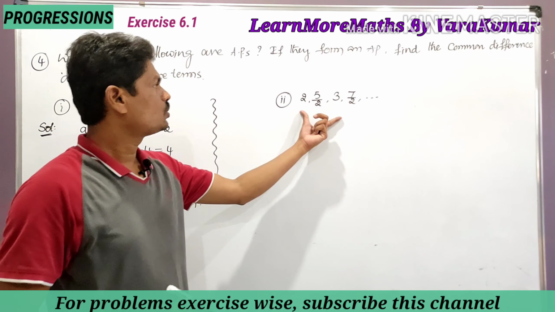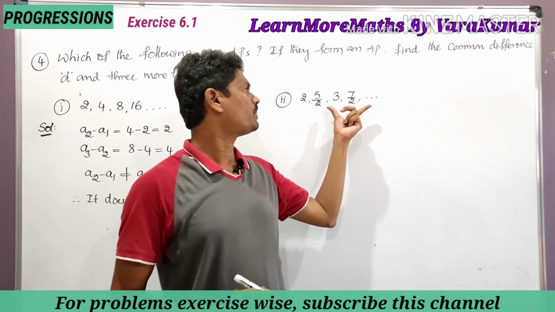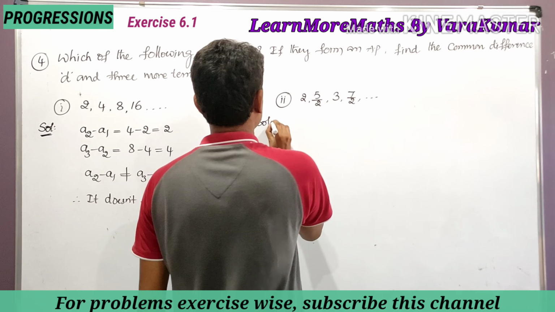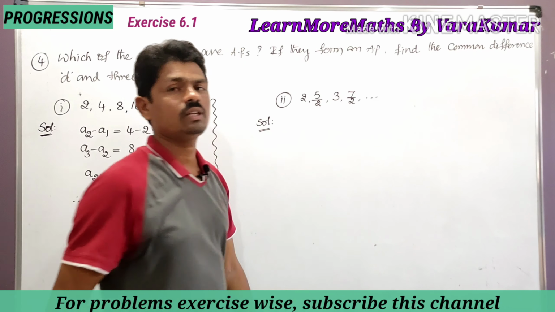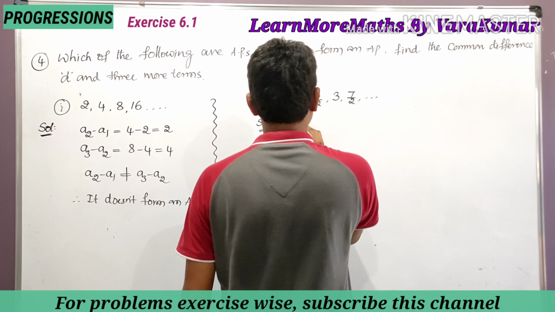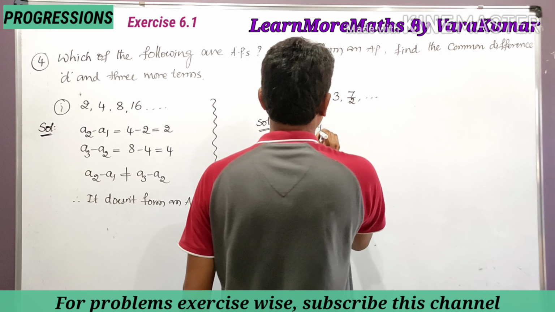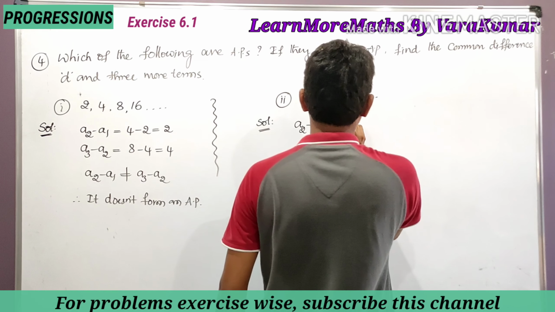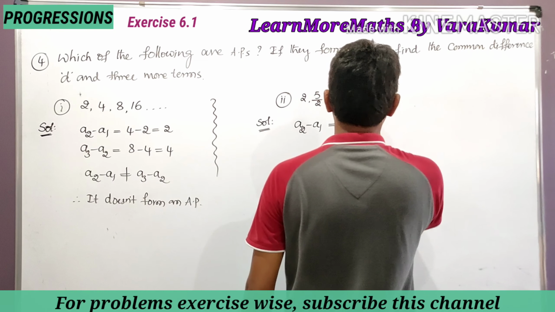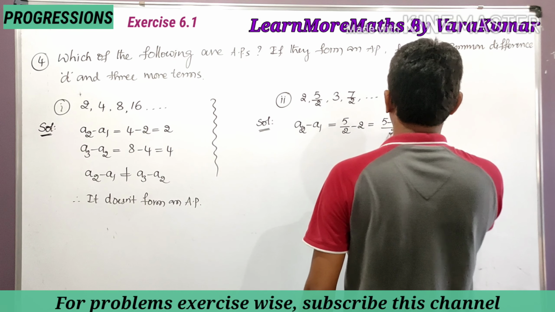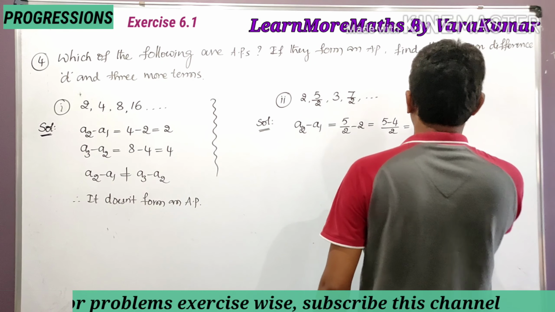Next, one more: 2, 5/2, 3, 7/2 and so on. First we have to check whether the given series forms an AP or not. So here again we have to find the common difference. A2 minus A1 is equal to 5/2 minus 2. By finding the LCM we get (5 minus 4)/2, which is 1/2.